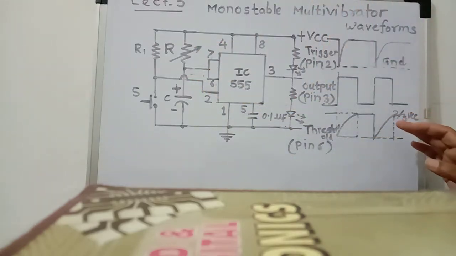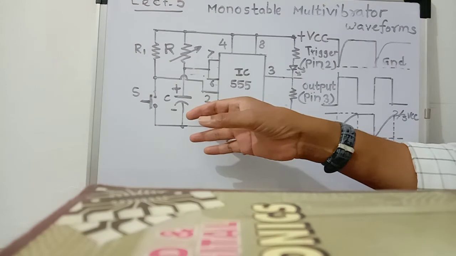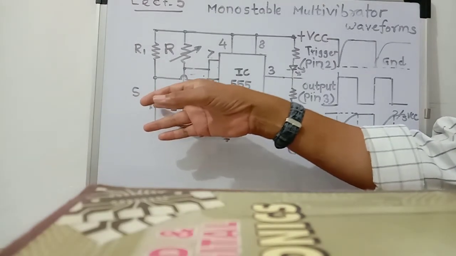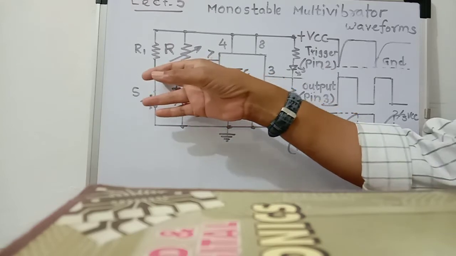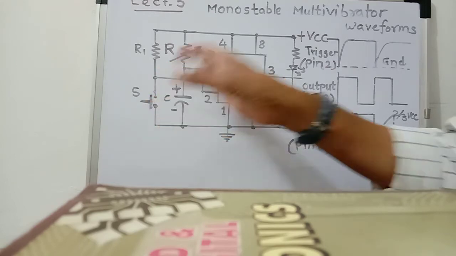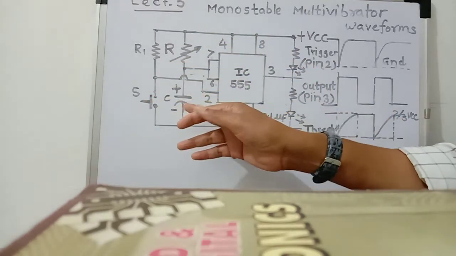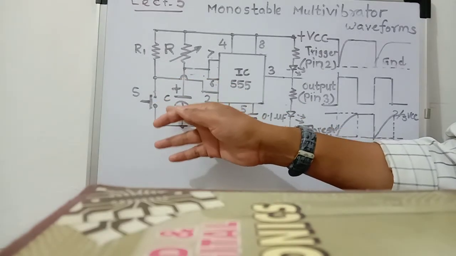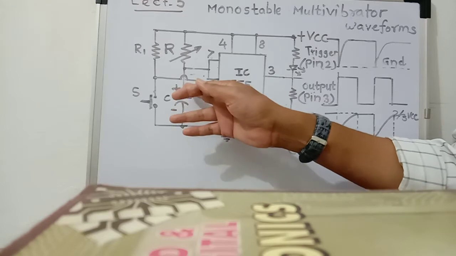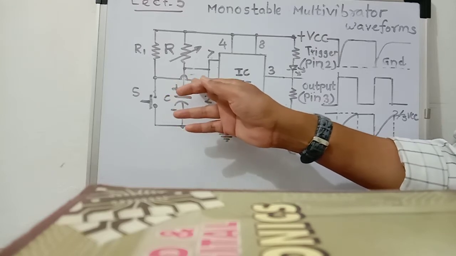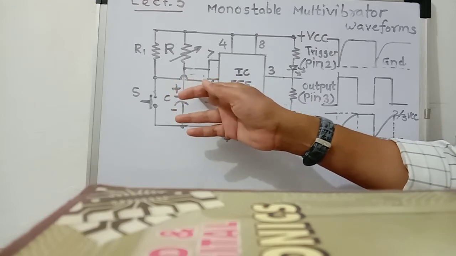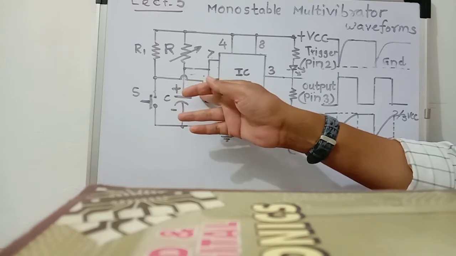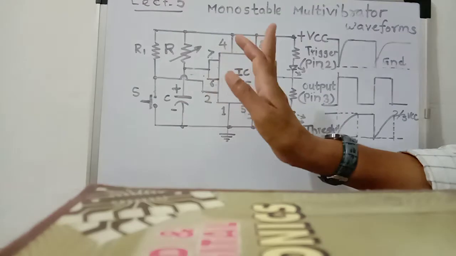Now see, when trigger input is applied, that is when the push button is pushed, then pin number 2 is connected to ground for a short time. That means the trigger input voltage becomes 0 volt, and since it is 0 volt, it is less than one-third VCC.